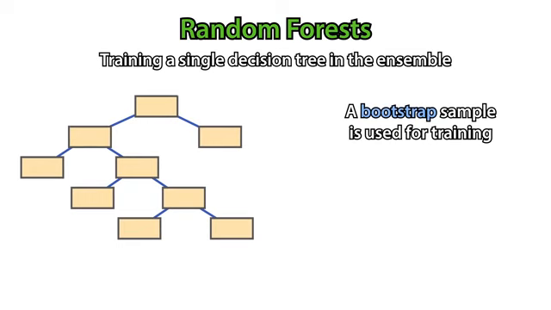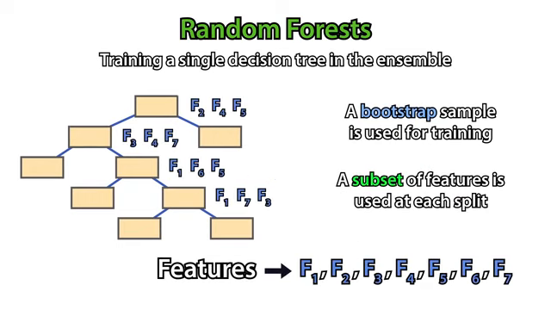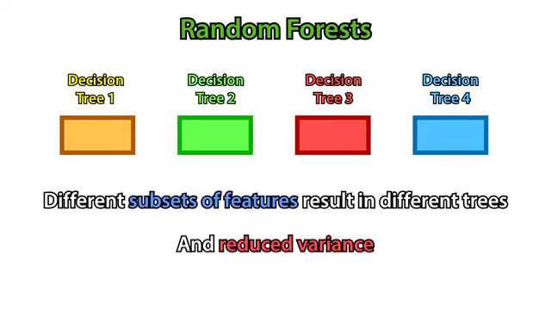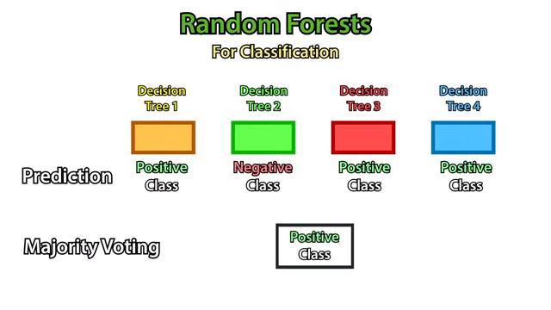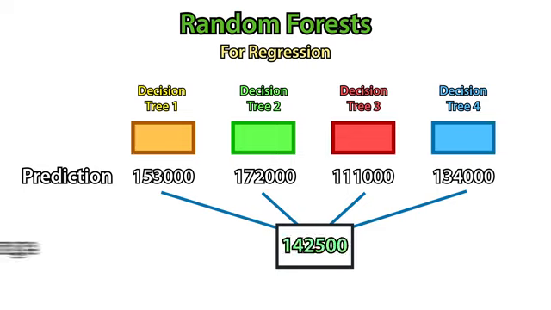At each step of splitting a node in a tree, Random Forest randomly selects a subset of features to choose the best split. The random choice of features helps in reducing the correlation between trees. For classification, all trees predict a class label, then majority voting is used to get the final prediction. For regression, all trees predict a continuous value, which is then averaged to get the final output.